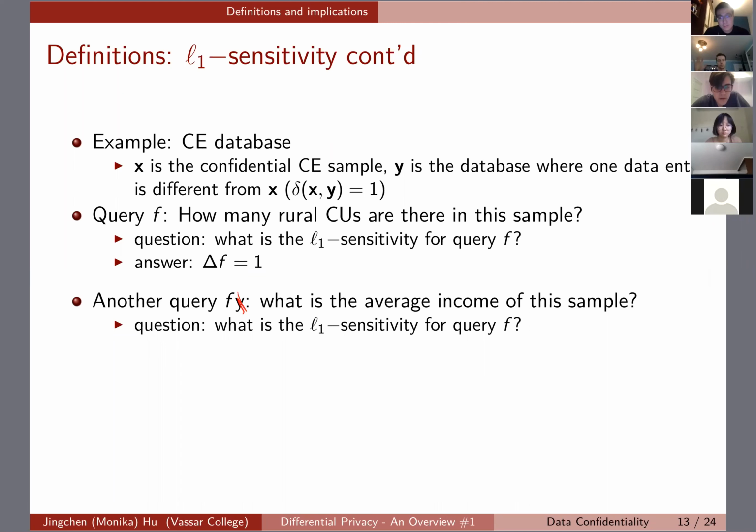Yeah, Isaac? Would it be the max in the set minus the min in the set over n? So pretty much the change in average if you swapped out the max for the min?